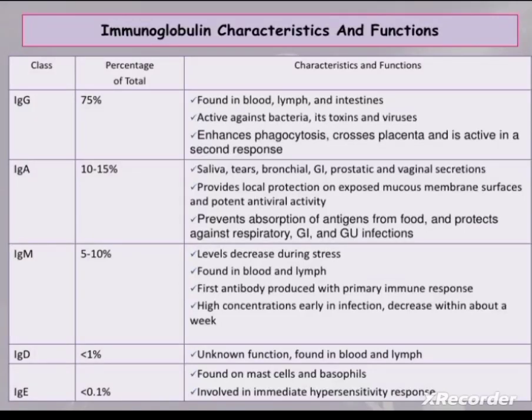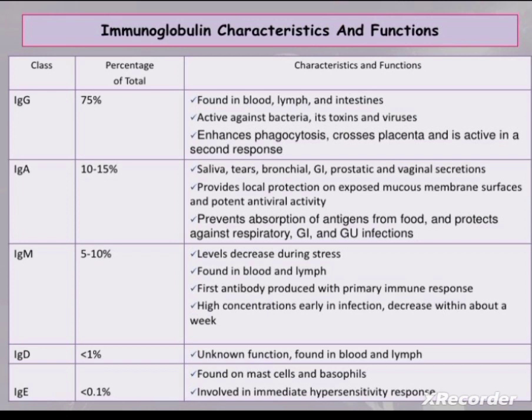Immunoglobulins. Immunoglobulins are synthesized by plasma cells and to some extent by lymphocytes. Immunoglobulin provides a structural and chemical concept, but antibody gives a biological and functional concept. All antibodies are immunoglobulins, but all immunoglobulins may not be antibodies.